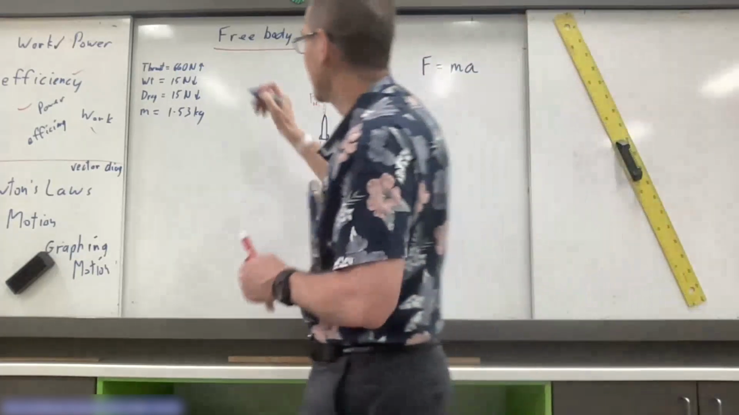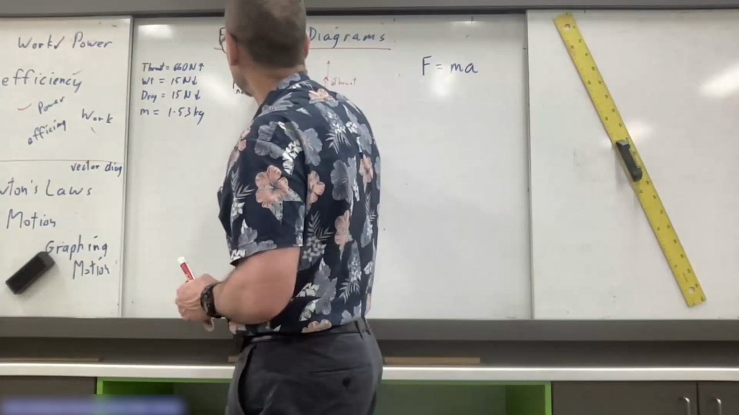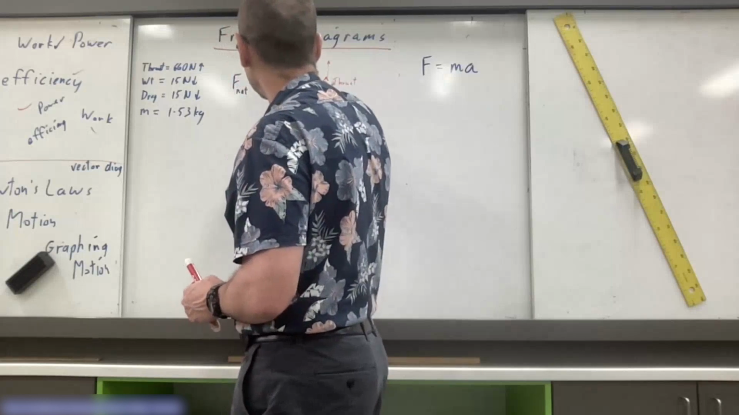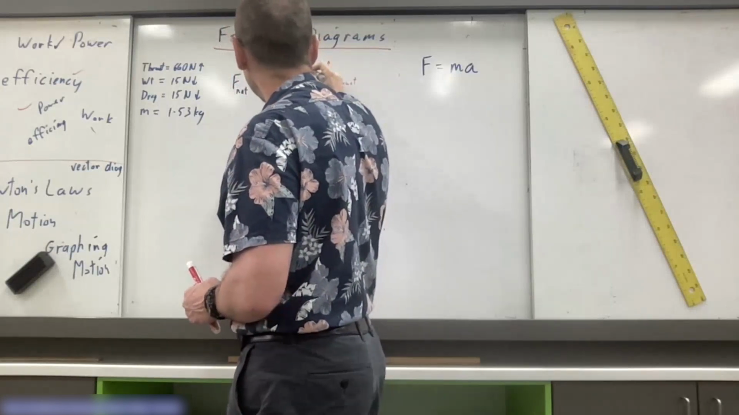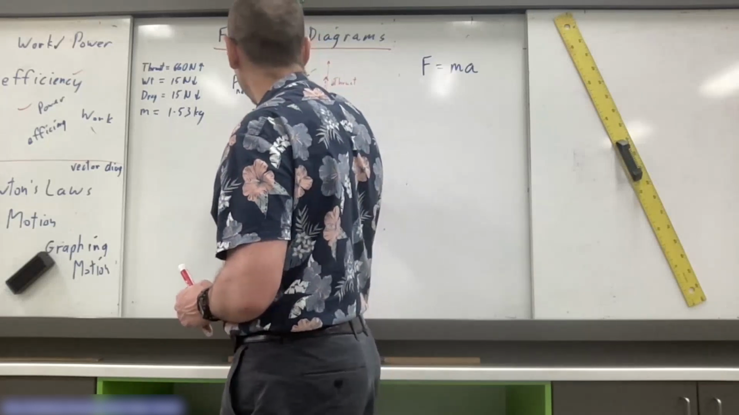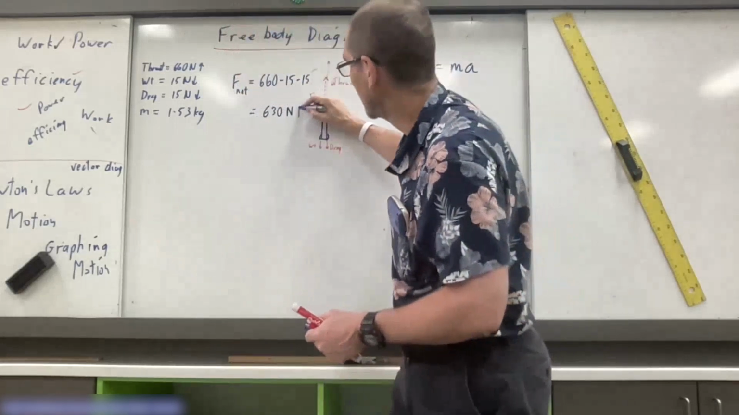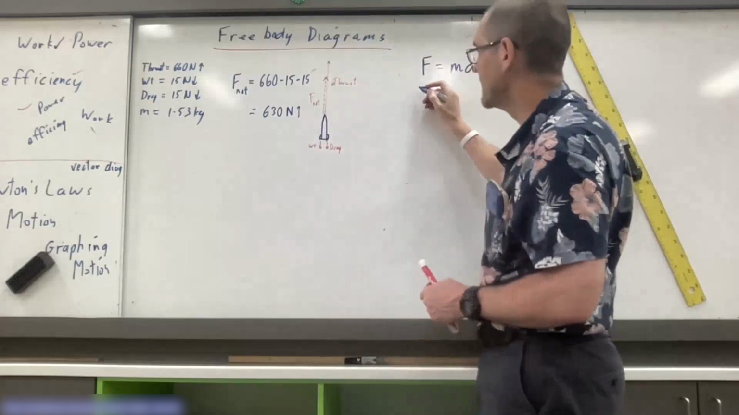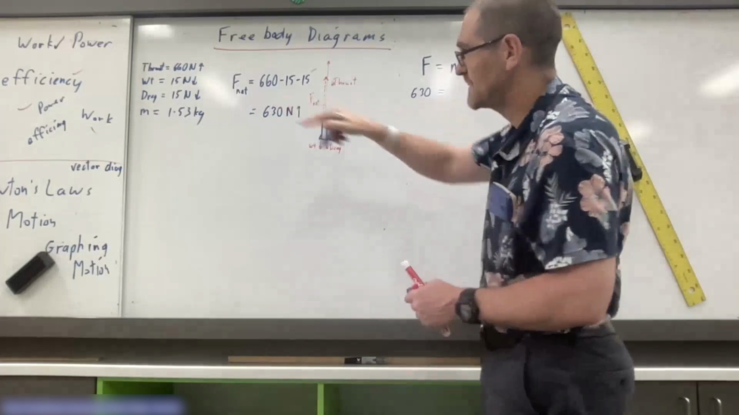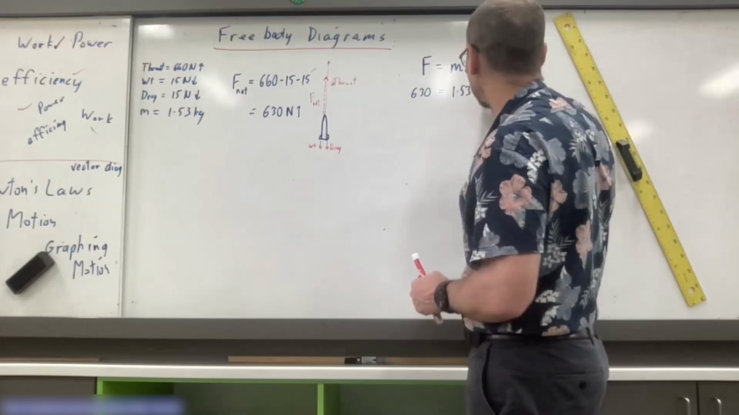What is our F net? F net equals 660 up, subtract 15, subtract 15, subtract 15, subtract 15, okay? And then we end up with, I think it ends up being 630 newtons. And what direction is it? It's going to be up, all right? So now we've got that value, 630 newtons equals our mass, which we've been given, 1.53. And we end up with this acceleration.